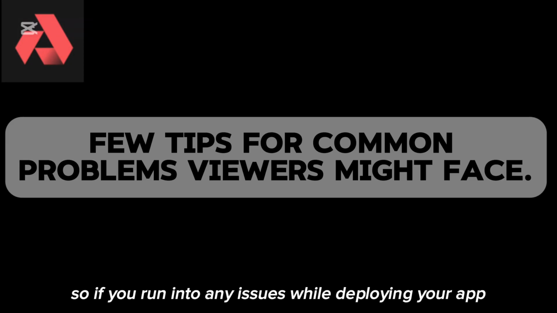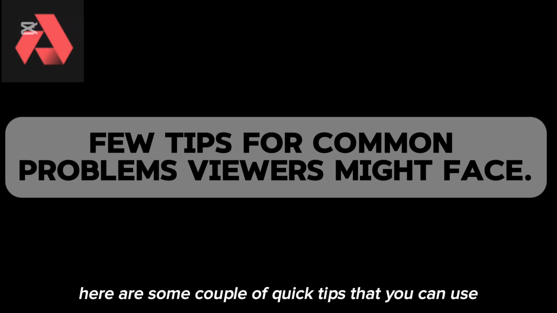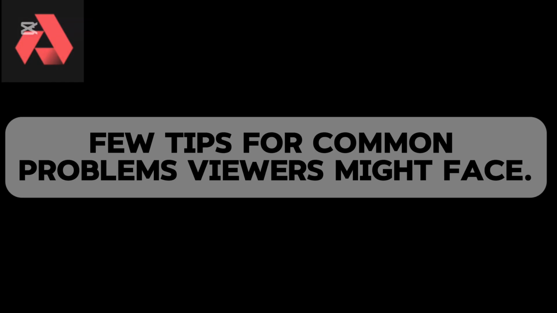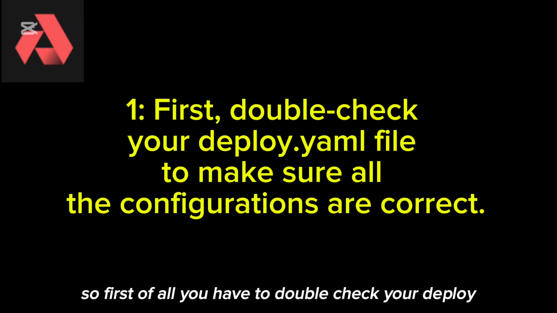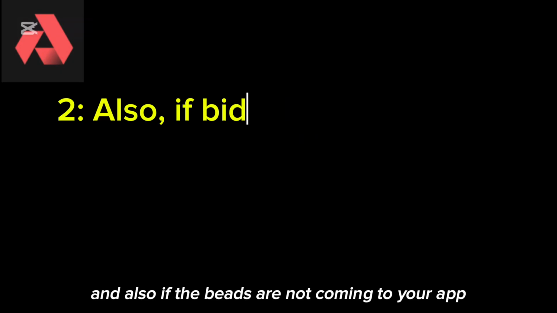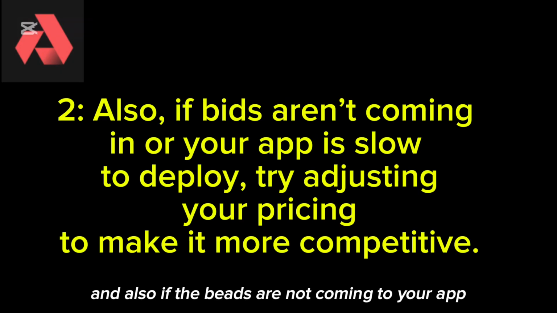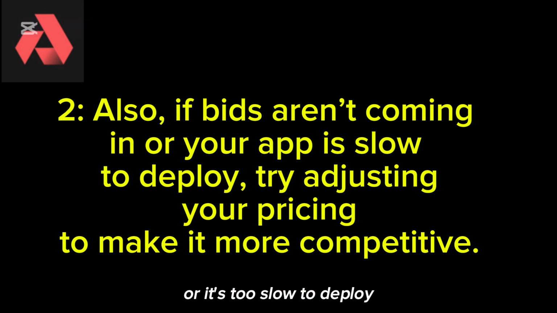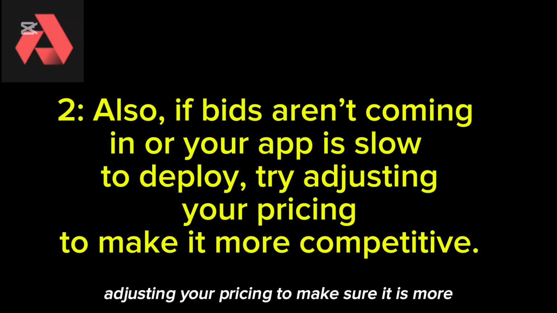So if you run into any issues while deploying your app, here are a couple of quick tips that you can use. First of all, double check your deploy YAML file to make sure that all the configurations are correct. And also, if the bids are not coming to your app or it's too slow to deploy, just try adjusting your pricing to make it more competitive.